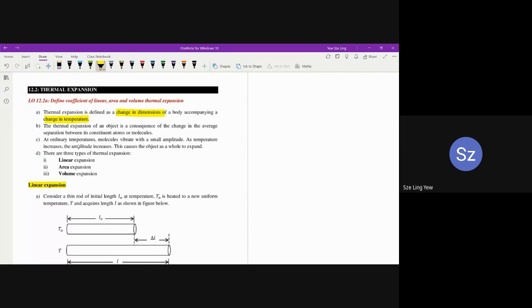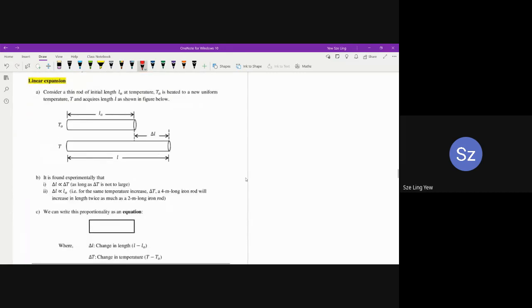So at ordinary temperature, molecules vibrate with a smaller amplitude. As temperature increases, the amplitude increases because it receives more energy from the heat, from the source, from the fire. So this causes the object as a whole to expand. So there are three types of expansion: linear, area, and volume.